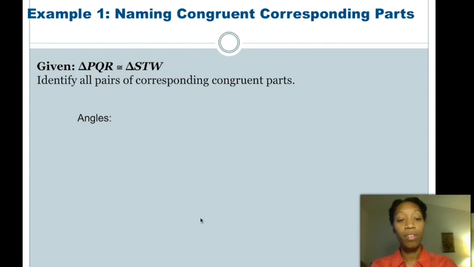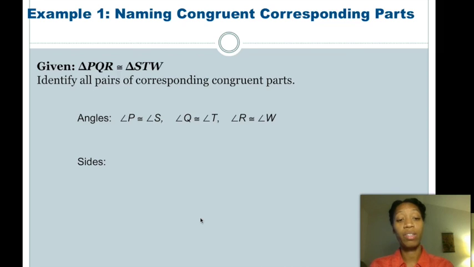Since P is listed first and S is first, I can say that angle P is equal to angle S. And then since the Q and the T are both in the middle, I can know that angle Q is equal to angle T. And the R and the W are last, so angle R is equal to angle W. So use the congruence statement that's given to determine which parts are equal.